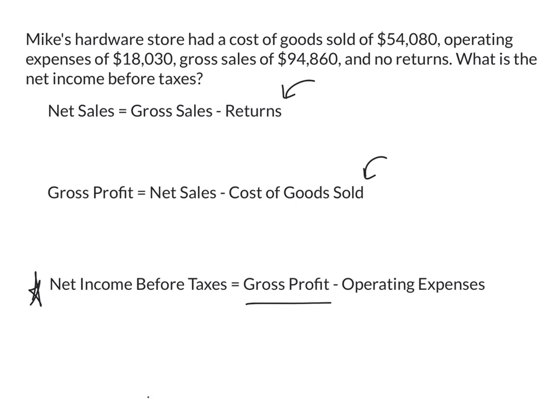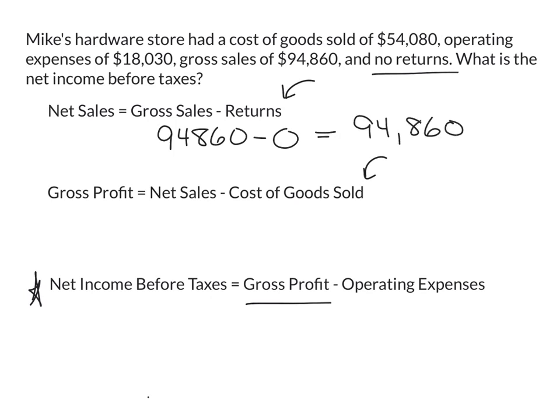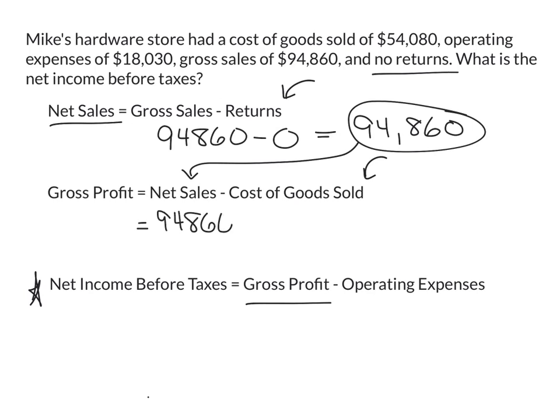First, I'm going to find net sales, and net sales is found by taking the gross sales and subtracting any returns. So gross sales is $94,860, and the problem tells us that we don't have any returns. So we're going to subtract 0. So 94,860 minus 0 is just 94,860, and this is the value of net sales. Now we're going to take net sales and plug it into our value for gross profit. So gross profit equals $94,860 minus the cost of goods sold. And the cost of goods sold is $54,080. When we subtract those two values, we'll get $40,780. So this is our gross profit.